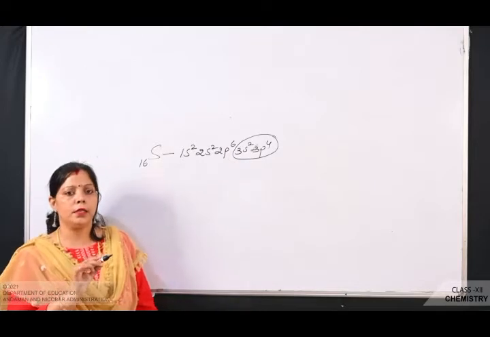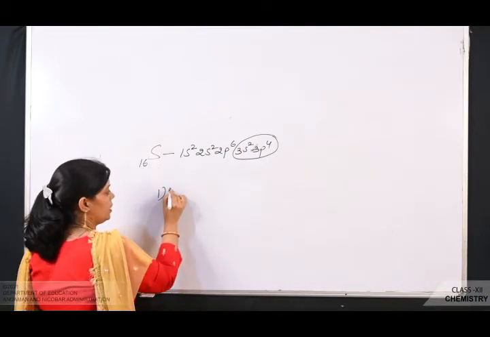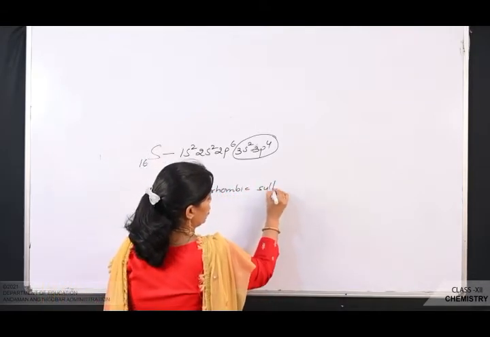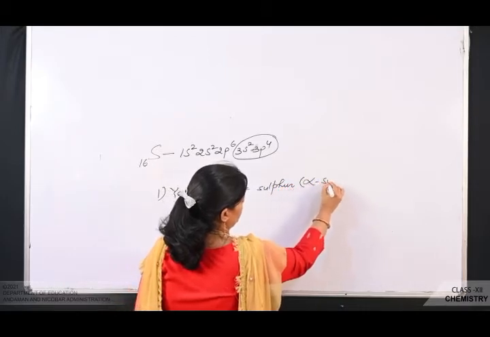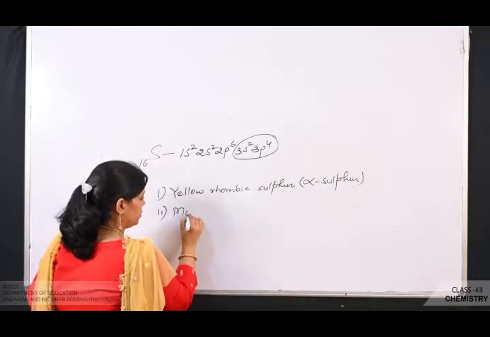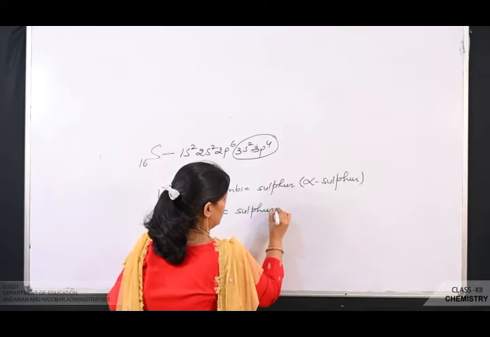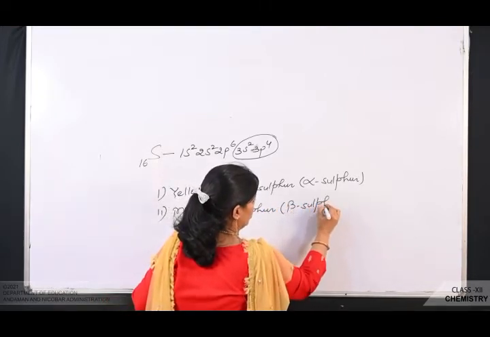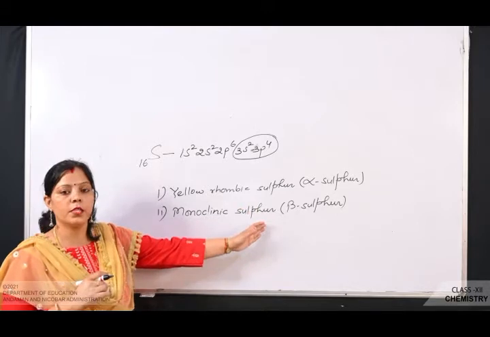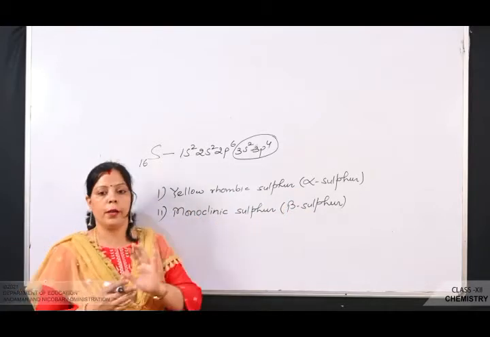So children, sulfur exists in numerous allotropic forms, out of which the first is yellow rhombic sulfur, which is also named alpha sulfur, and the second is monoclinic sulfur, which is also named beta sulfur. Out of the numerous forms, these two are the very important allotropic forms of sulfur.